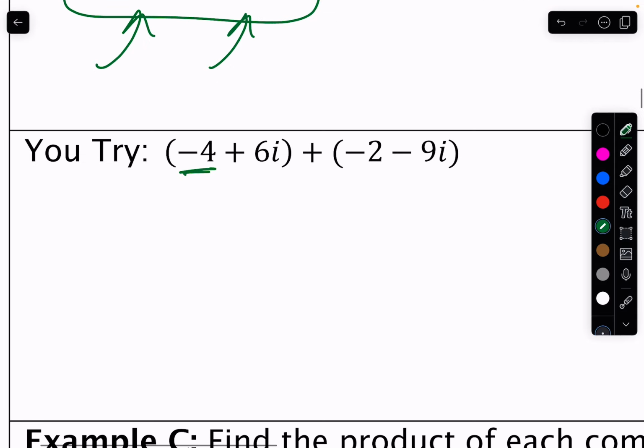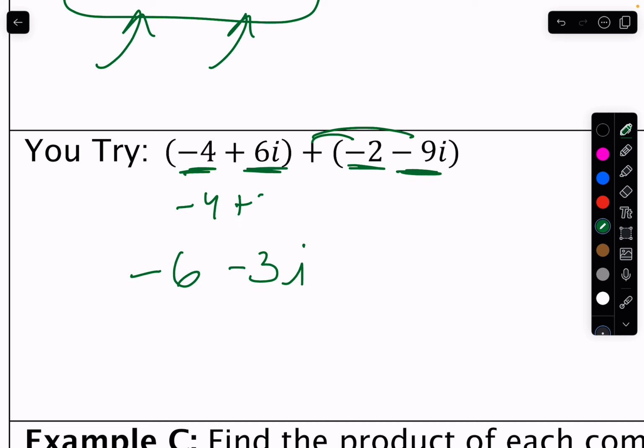Next one, these guys come together, we get a -6. These guys come together, and we get a -3i. I know some of you like to distribute the positive, that's fine. When you distribute a positive, everything just stays the same, right? So you get a -2 and a -9i, which again just gives you what we had.